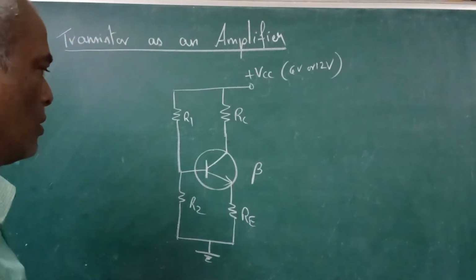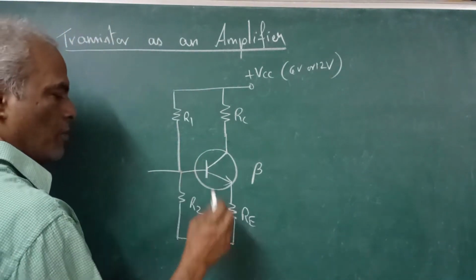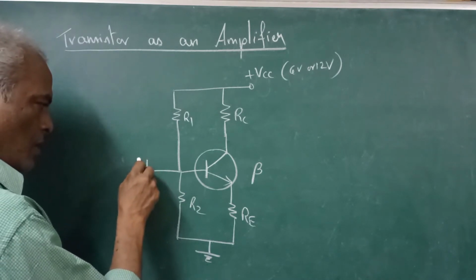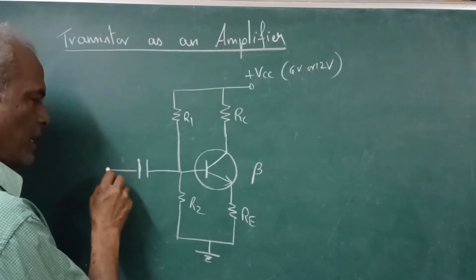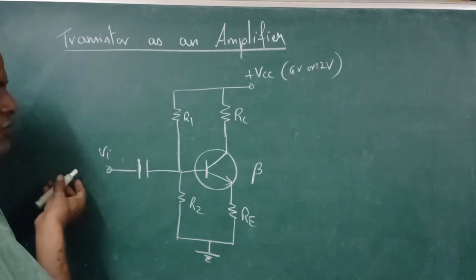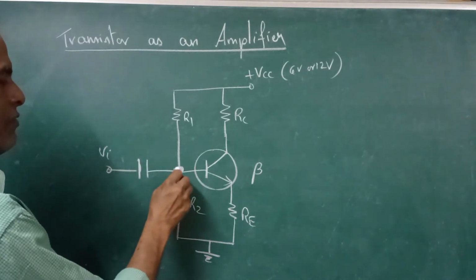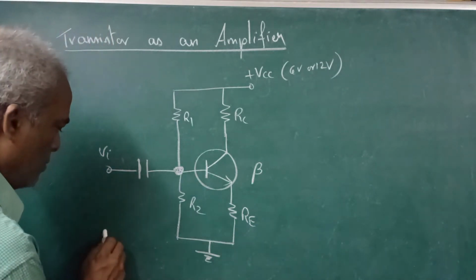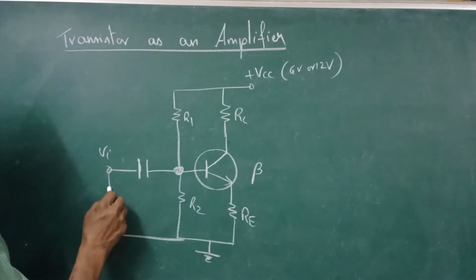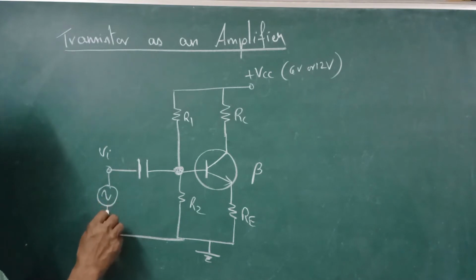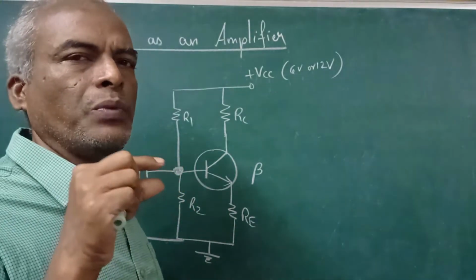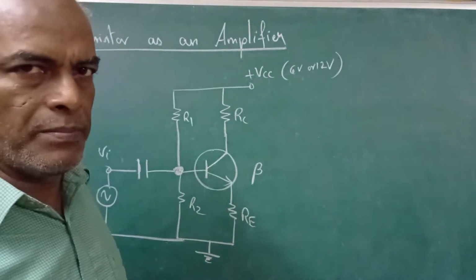Now this is a common emitter amplifier. The signal is fed to the base. If I place a dot, this is connected. So here you give the signal. It is a very weak signal, amplitude-wise, so that signal has to be amplified.